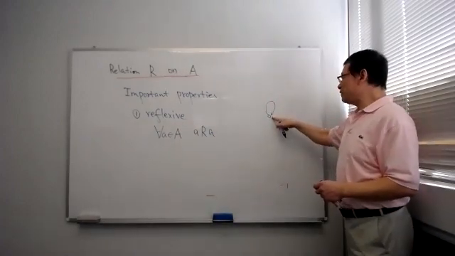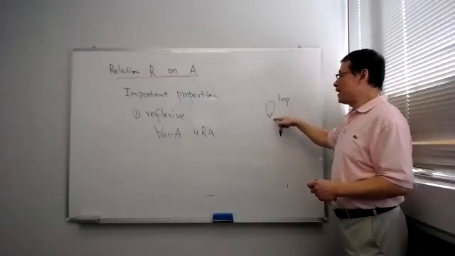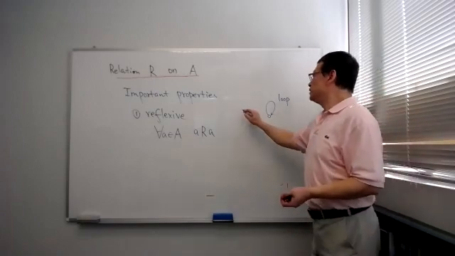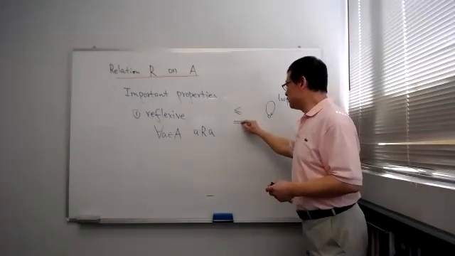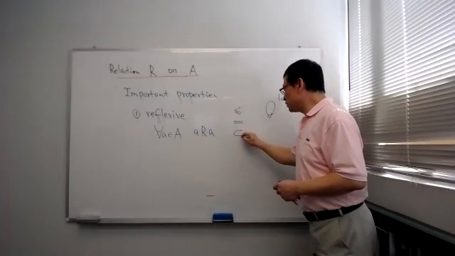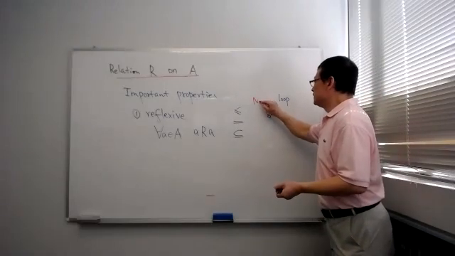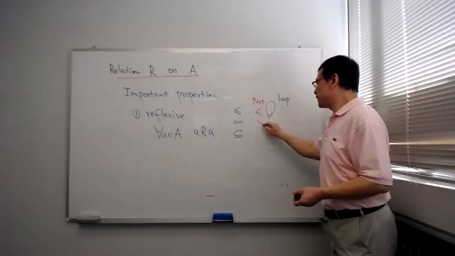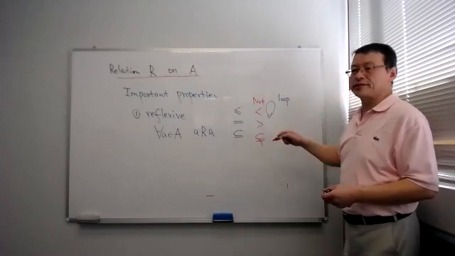In the picture, every element will have a loop. That's why you can call it a loop. For common relations, this one is reflexive, this one is reflexive. Subset is also reflexive, but strictly less than, strictly greater than, or proper subset are not reflexive.